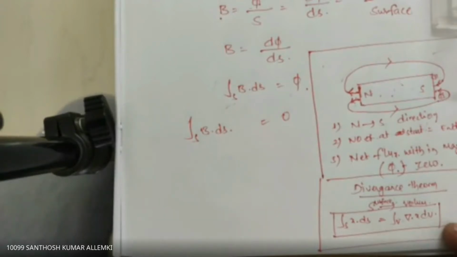We already explained this in the previous concept, that is electrostatics, for the Maxwell equation for electric fields. At that time we explained this one: the divergence theorem and Stokes theorem. The divergence theorem says that if you want to convert a surface integral into a volume integral, the surface integral of X dot ds becomes the volume integral of del dot X dv. Apply this divergence theorem here.